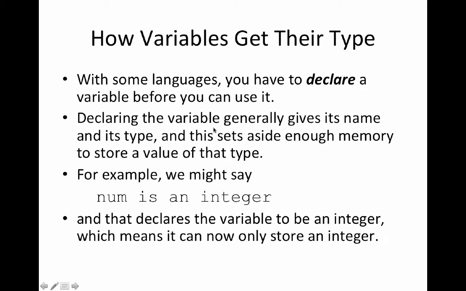So there are different ways that variables can get their type. With some languages, you have to declare the variable before you can use it. Declaring the variable generally gives the name of the variable, the type of the variable, and what it does is it sets aside enough memory to store a value of that type. So for example, we might say that the variable num is going to be an integer variable. So that declares the variable called num to be an integer variable, which means now it can only store an integer value.